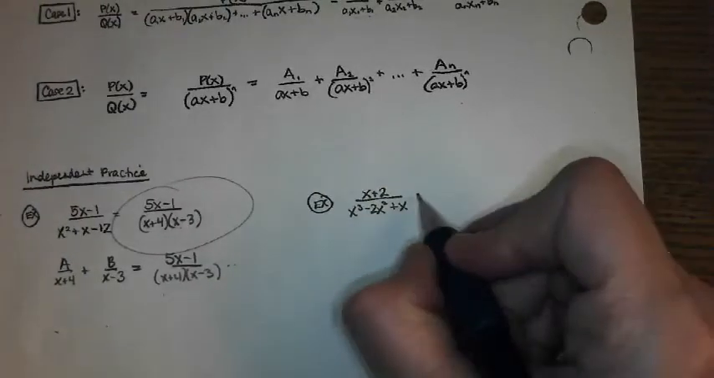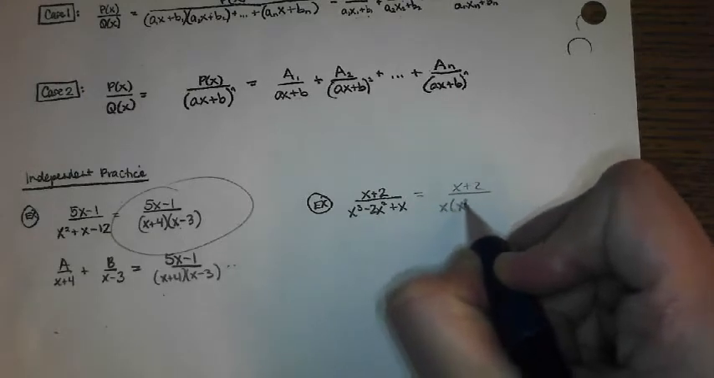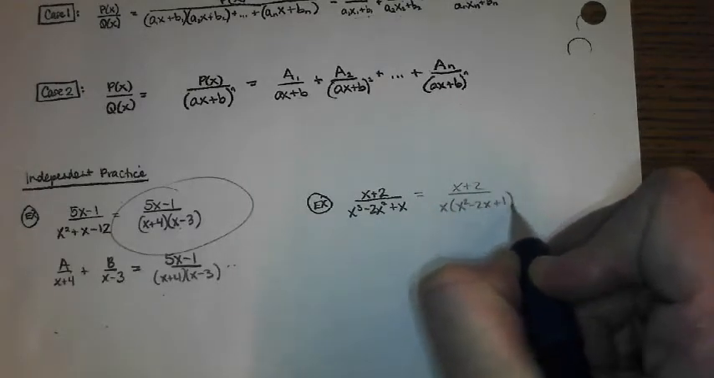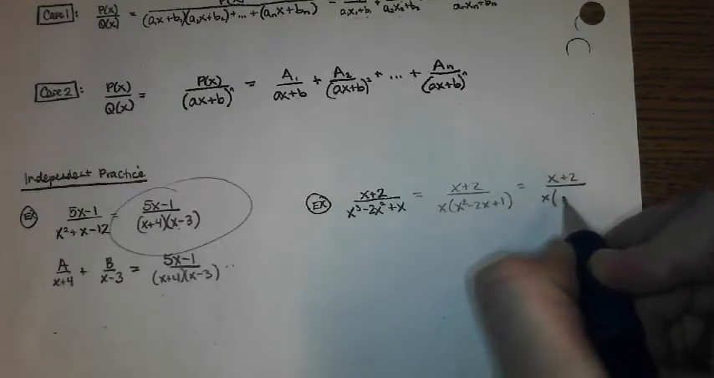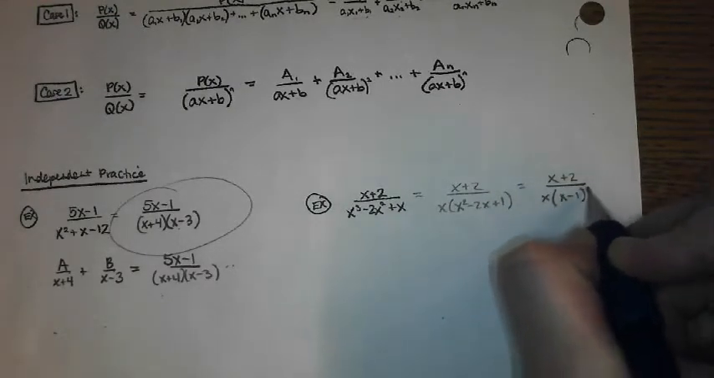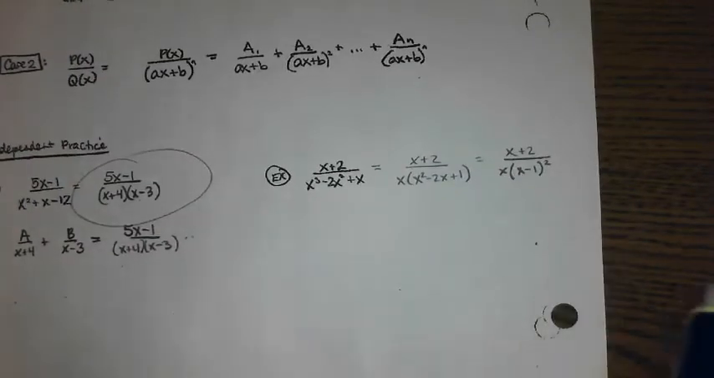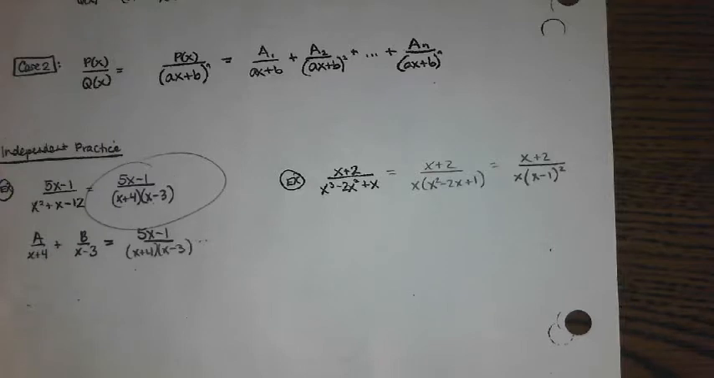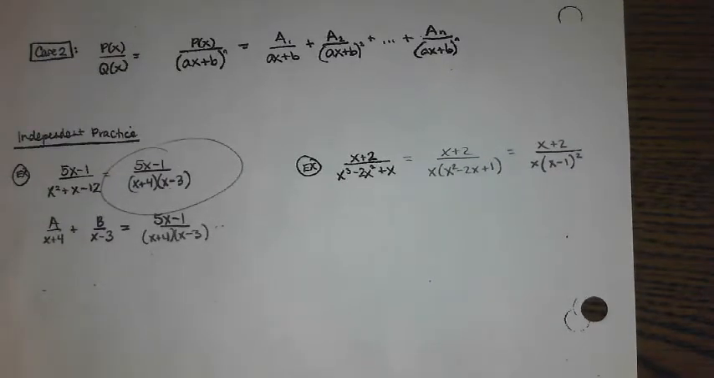Same thing in exercise 2. Your denominator, you'd factor out an x, and then you'd factor the trinomial. And so what would the A, B, C, and so forth setup look like for this one, would you say? Nate, take a stab at it.